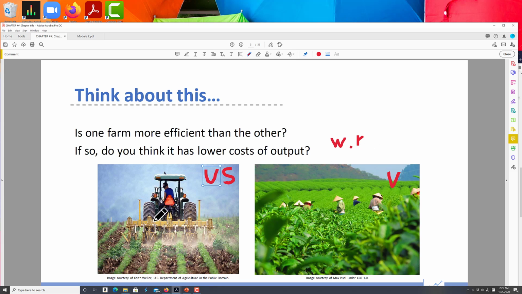In the United States, the wage rate is high, labor is expensive, so they are using a capital intensive method. Whereas in Vietnam, labor is cheap, the wage rate is very low, whereas capital input or machinery are expensive and rent is high. So they are hiring a whole bunch of farmers in the field.